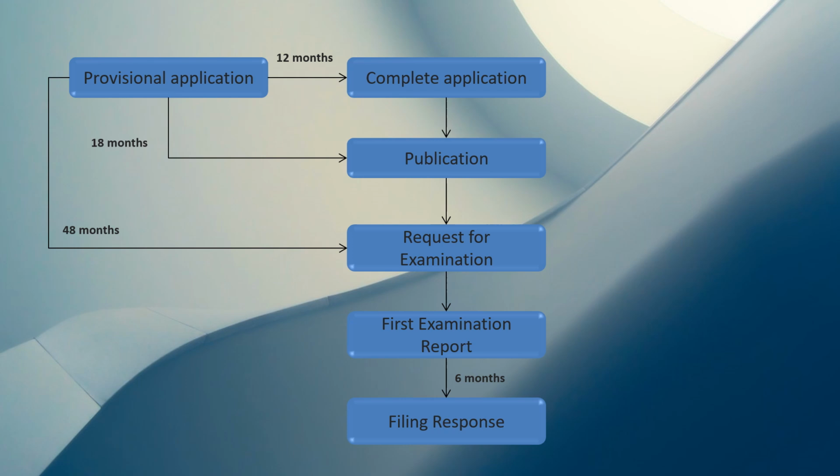Okay, so once a request for examination form is filed, the next step is the issuance of a first examination report. This is basically a report issued by the patent office, and this report contains a list of objections which the examiner feels are appropriate with respect to the application once an applicant has filed. I will just give you an idea of what it includes.